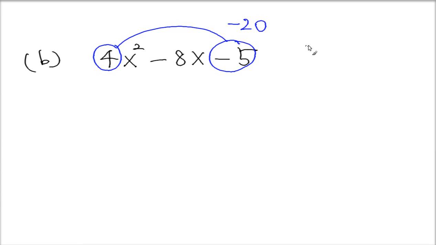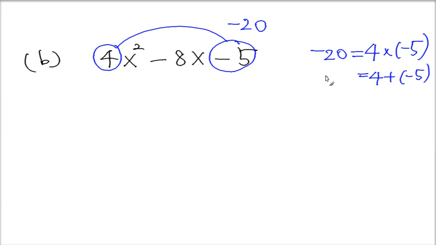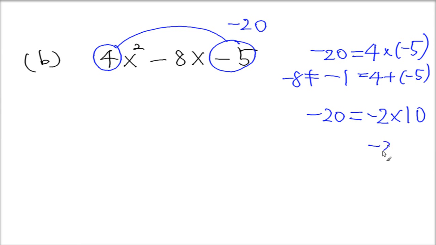And look for two numbers. Now, negative 20 is, obviously, 4 times negative 5. But this is a wrong choice of numbers because 4 plus negative 5 is negative 1, and that's not the number we want. We want negative 8. So this is not a good choice. Here's another way to express negative 20 as a product of two numbers: negative 2 times 10. So what about their sum? Negative 2 plus 10 is positive 8. Well, we want negative 8, not positive 8.